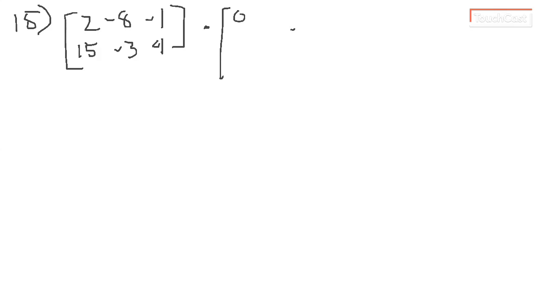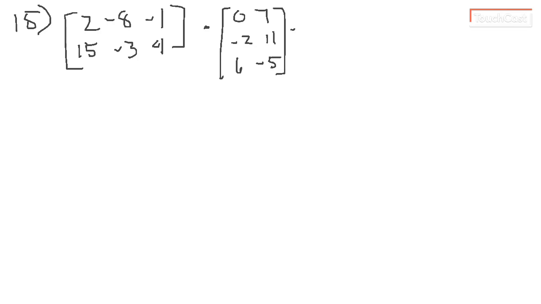We're going to have the following. We're going to have 2, negative 8, negative 1, 15, negative 3, and 4. And then we're going to multiply this by 0, 7, negative 2, 11, 6, negative 5.